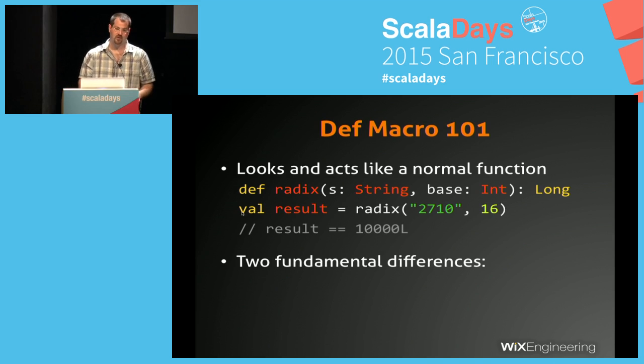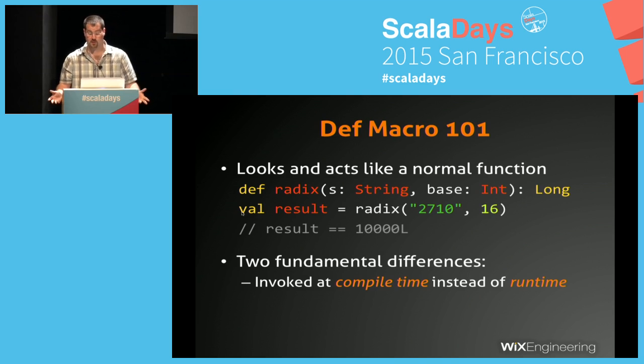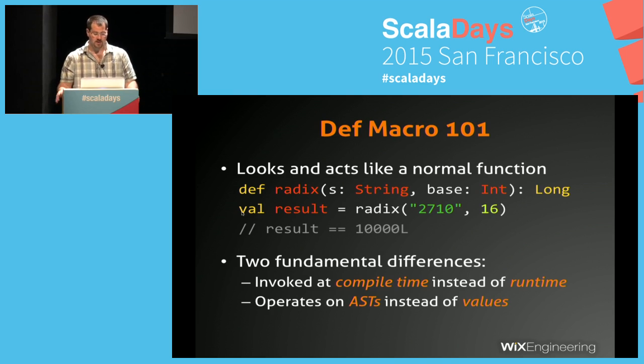There are two fundamental differences between a def macro and a normal def. One is it's invoked at compile time as opposed to runtime, as discussed. And the second is it operates on expression trees or ASTs as opposed to values. Right? When you invoke a method at runtime, okay, you bind a certain value to that parameter. Okay, if, for instance, I called radix with an expression that evaluated to some string at runtime, that expression actually gets evaluated, and the value of that computation is placed as the parameter value when invoking that method.